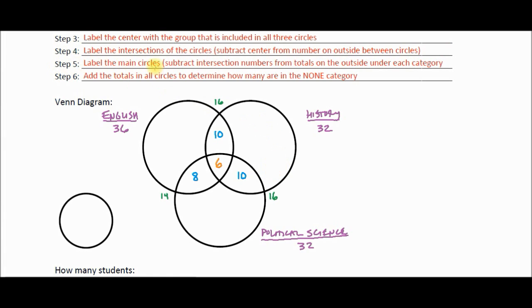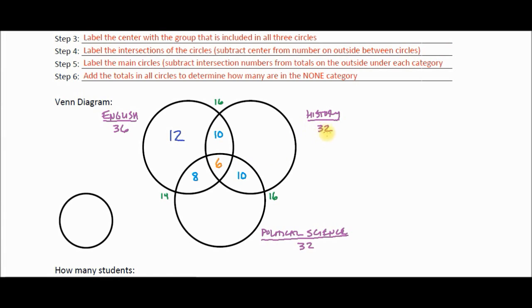Step 5, label the main circles. That's the bigger part of the circle. Subtract the intersection numbers from the totals on the outside under each category. So easy enough. We know that 36 students are taking English, and of those we've already counted 10 that take English and history, 6 take all 3, and 8 take English and political science. So 10 plus 6 plus 8 is 24. 36 minus 24 is 12. You can use your calculators, of course, for that class. I just don't have time to show that.